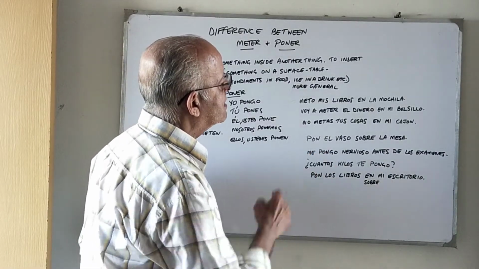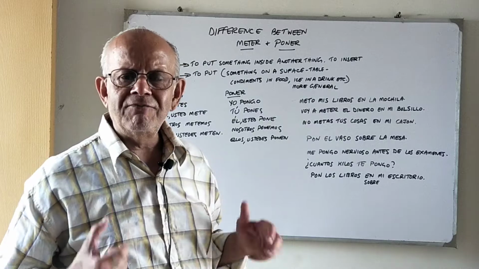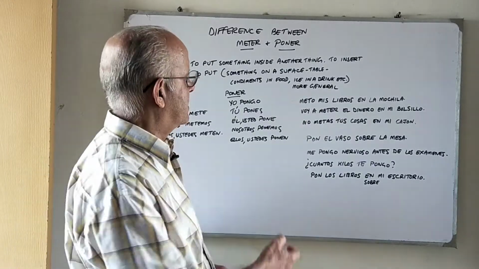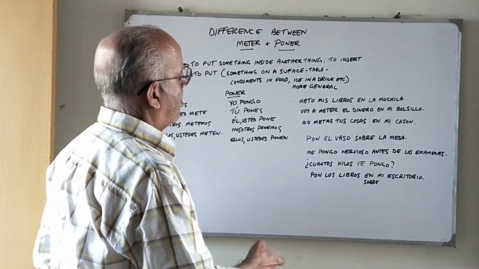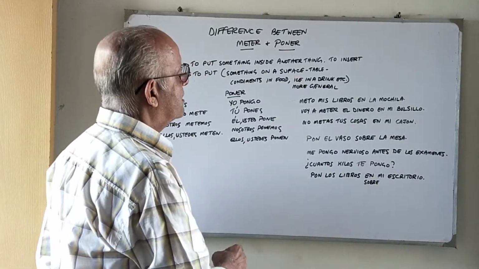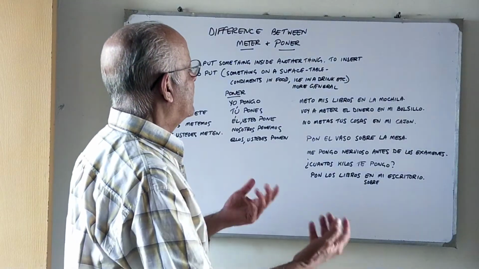Me pongo nervioso antes de los exámenes. I become nervous before the exams. Now here poner is being used like to become. Me pongo nervioso, or I get nervous.